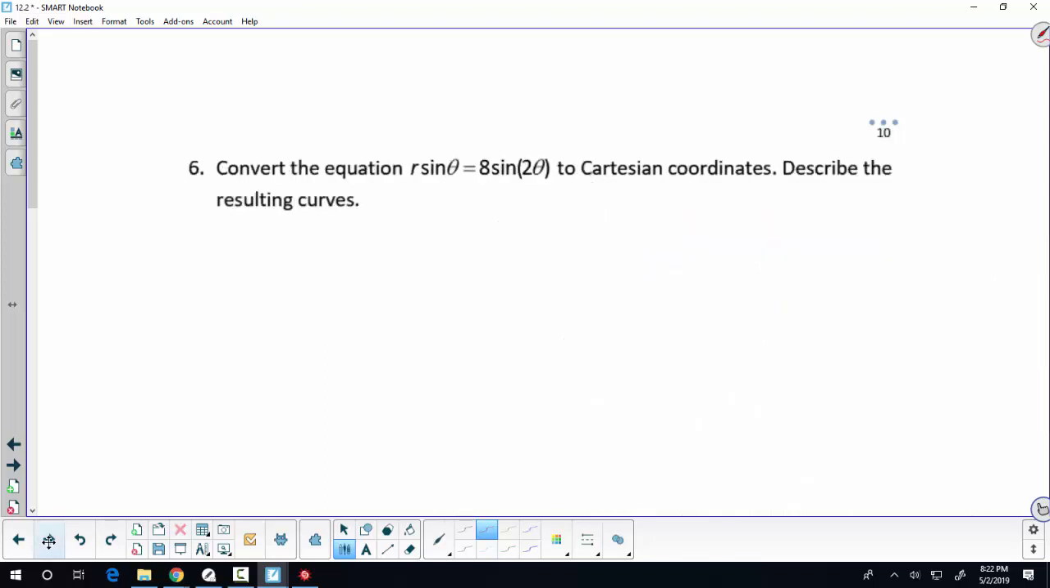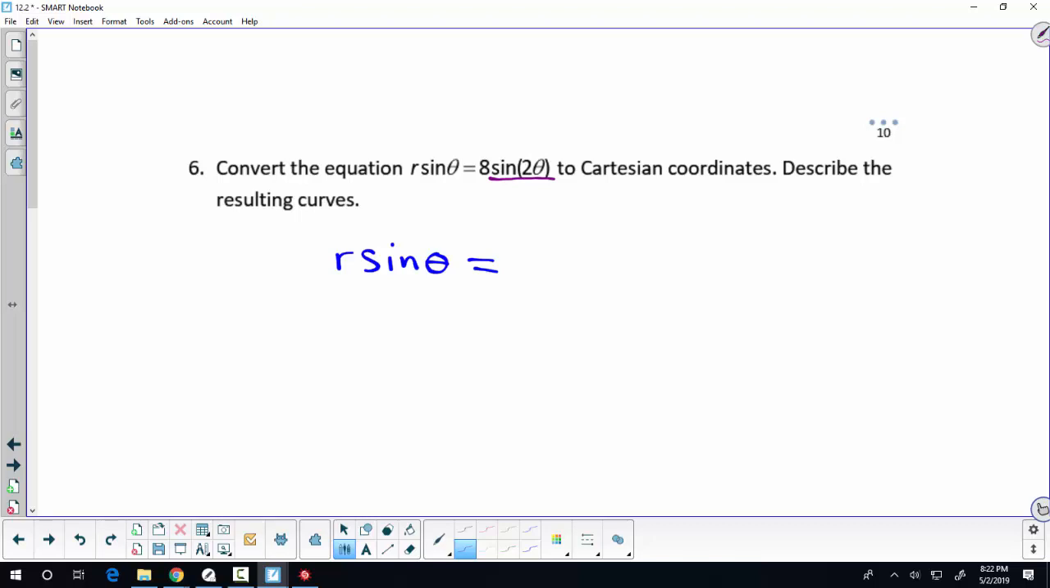Okay, the last one is also similar to one of the homework problems. It's not that straightforward, I don't think. But we want to convert r sine theta equals 8 sine of 2 theta. So the first thing here is to use the identity. Sine 2 theta is what? 2 sine cosine.